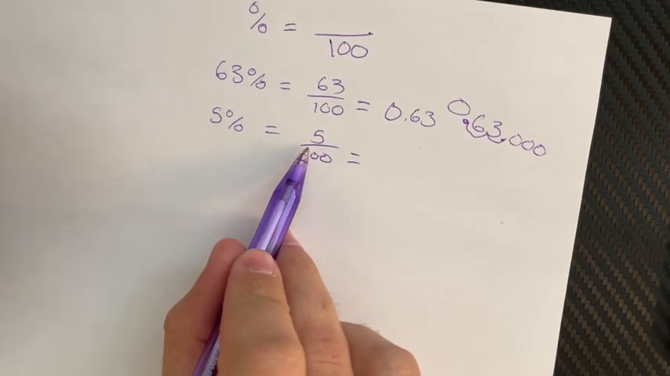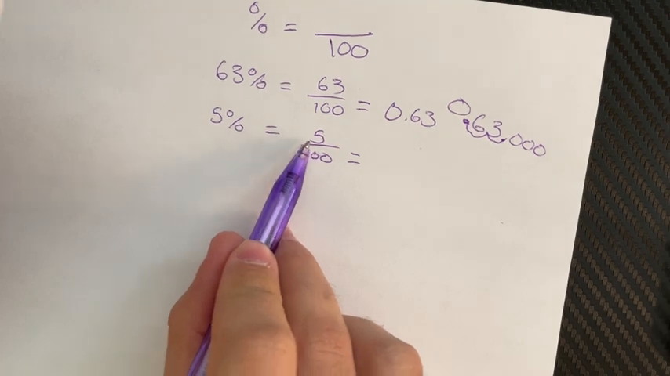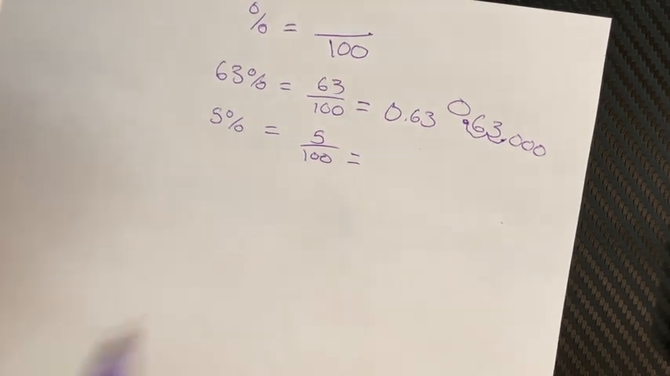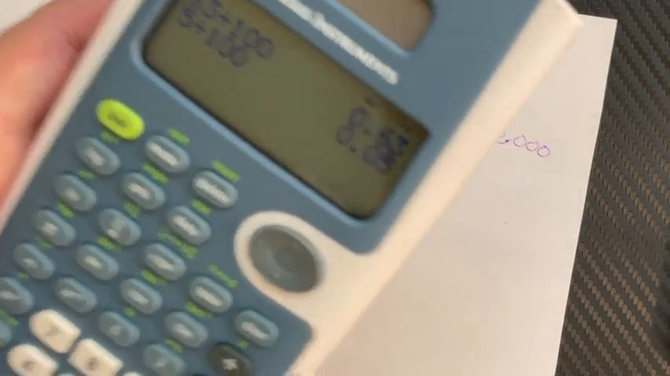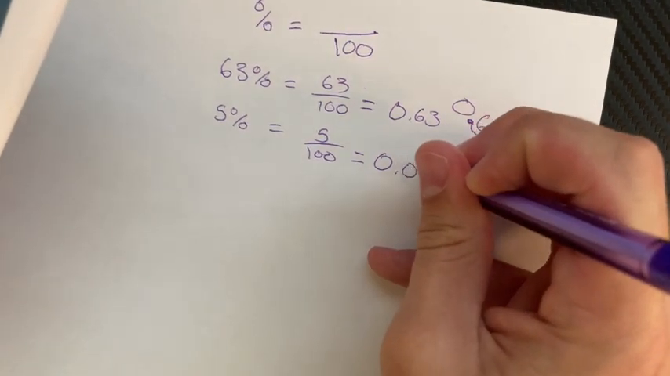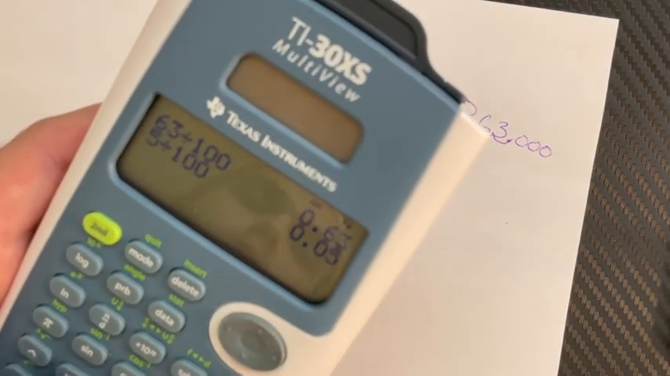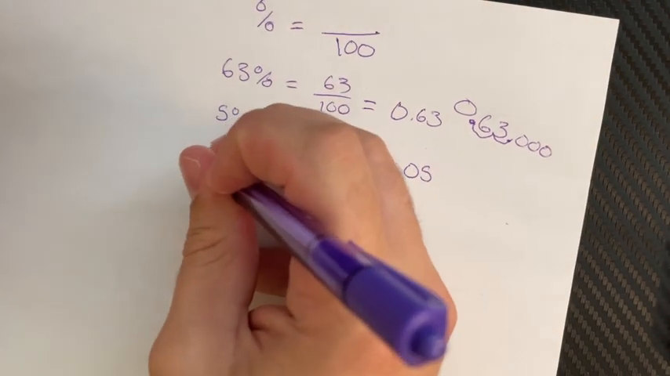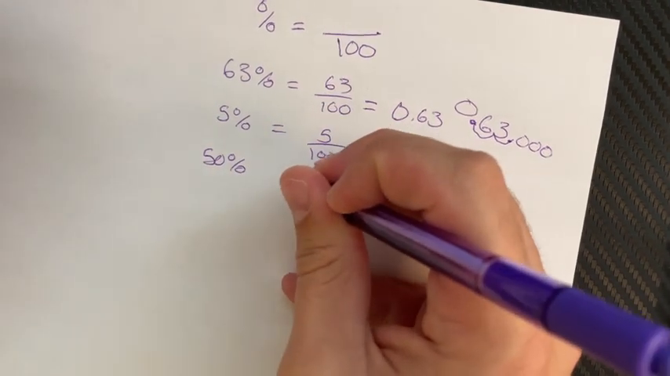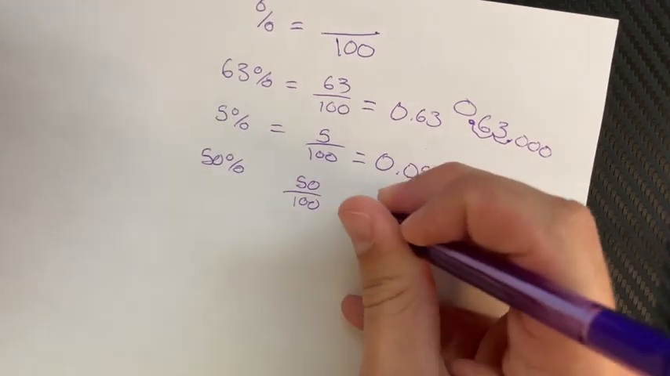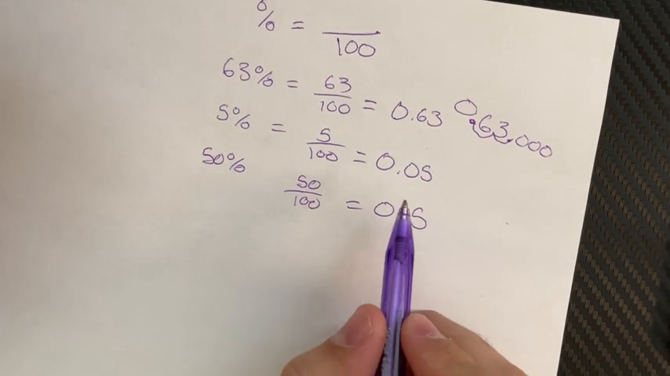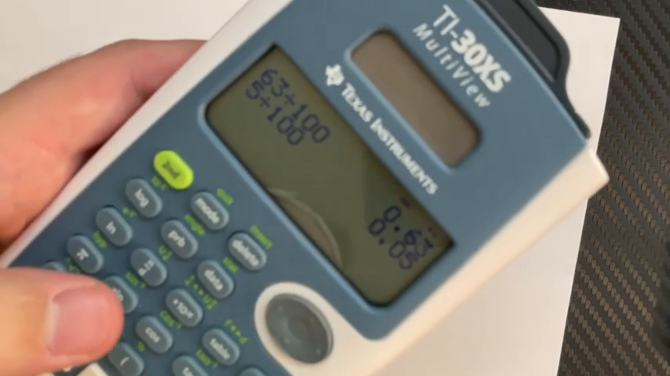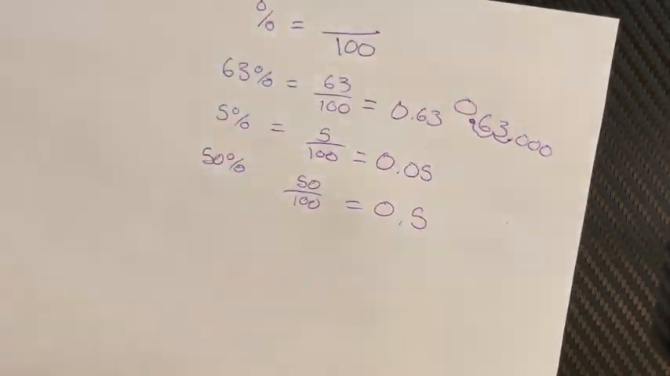It confuses me on 5 because I just want to say 5%, 0.5, but that's not true. 5 divided by 100 is 0.05. Okay, 0.5 would be 50%. 50% equals 50 over 100 equals 0.5. So just be careful. If you want to double check, always just divide by 100 on your calculator. You'll get the right answer, okay?